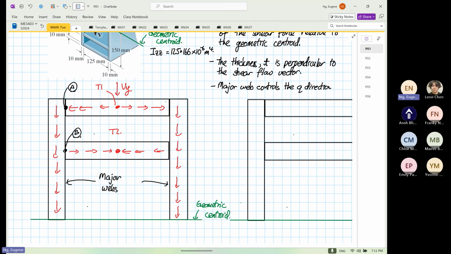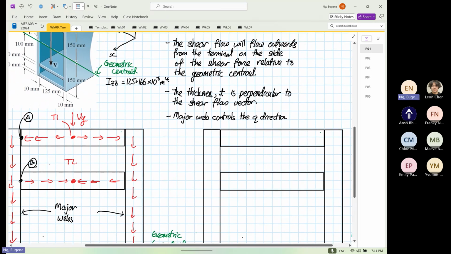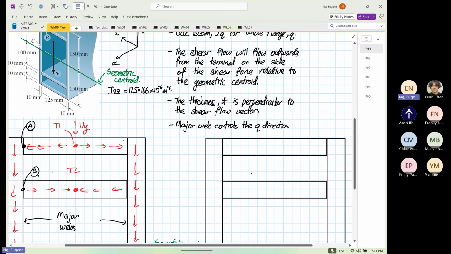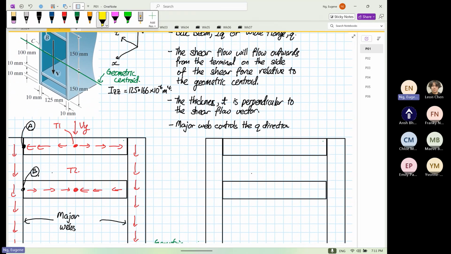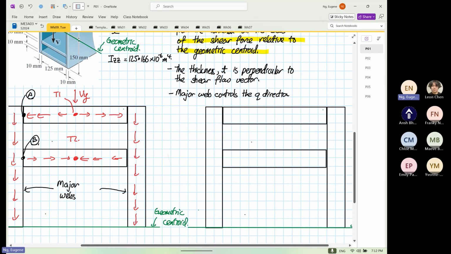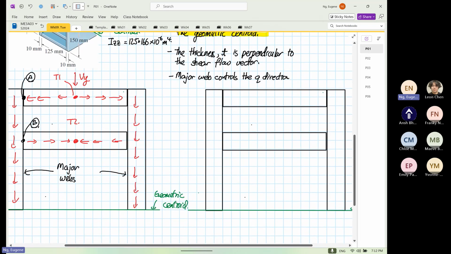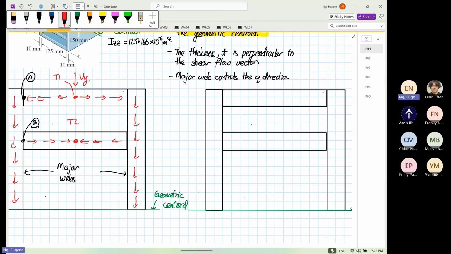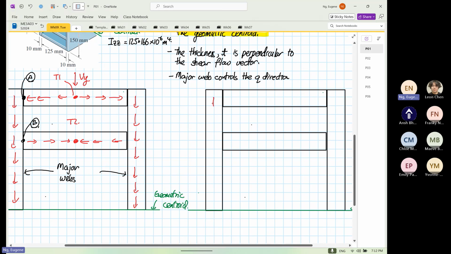Or if you follow the rules, right? It states the rules over here. It states that the shear flow will flow outwards from the terminal on the side of the shear flow relative to the geometric centroid. So what I like to do is a matter of preference. The answer will still be the same. I'll still design the shear flow.